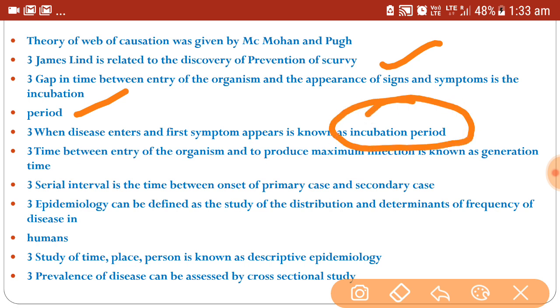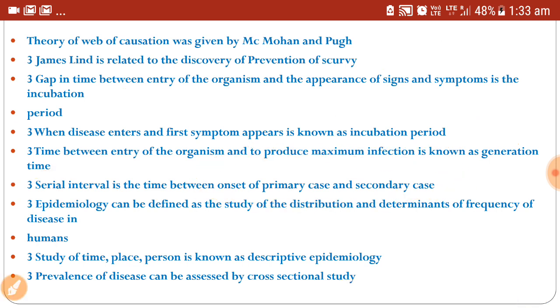Time between entry of organism and to produce maximum infection is called generation time. So do watch the difference between generation time and incubation time. Serial interval is the time between onset of primary and a secondary case. Okay, so all are important: serial interval, generation time, incubation time.